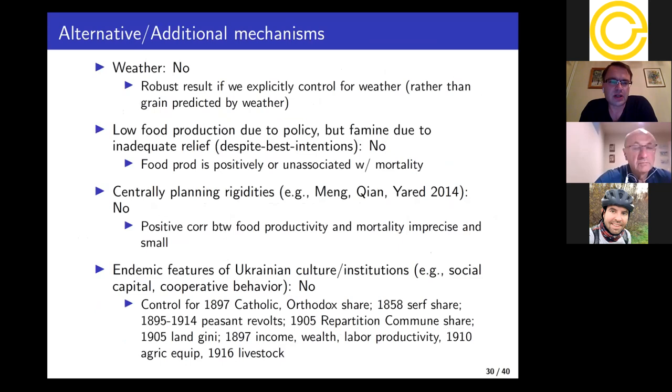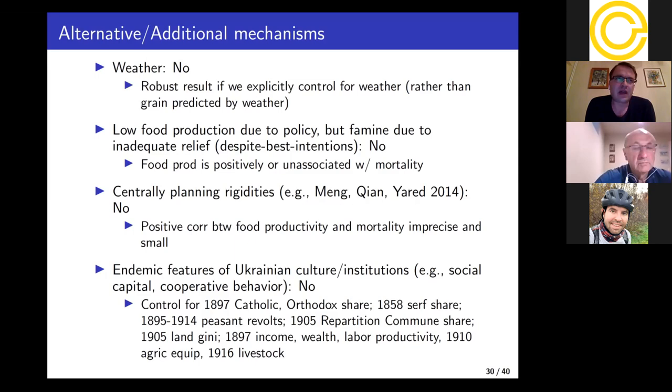What additional or alternative explanations of the mechanism does the literature consider? First, the literature considers the mechanism of weather. We rule out this mechanism with the control for grain predicted by weather. Our results are also robust if we explicitly control for weather characteristics. An alternative story is low food production due to policy, but famine due to inadequate relief.